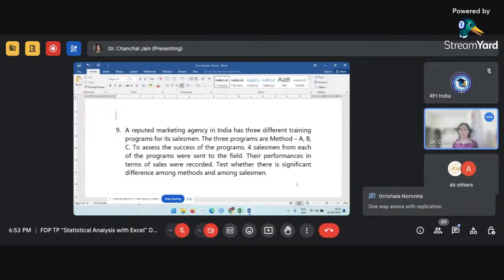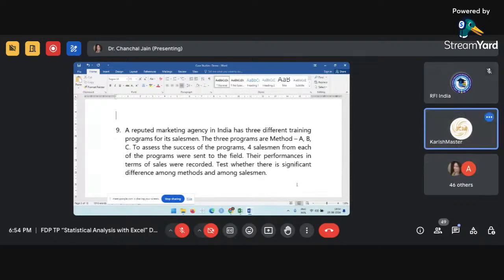Reading done. Any opinion on this? According to me, it's a two-way ANOVA test. Okay. Any other opinion?